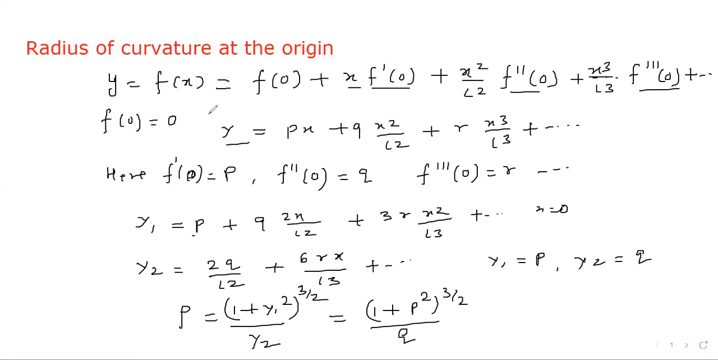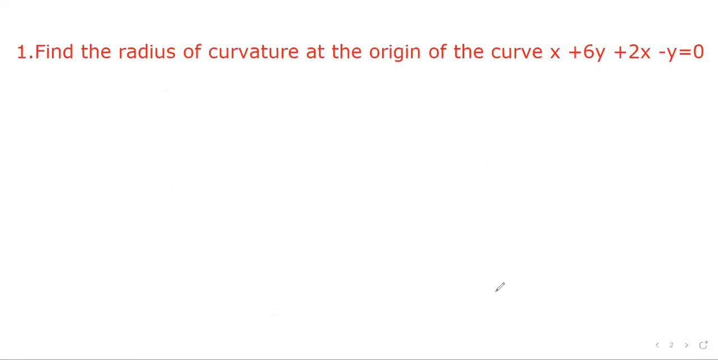Now, let's understand this concept by taking some examples. Question number 1. Find the radius of curvature at the origin of the curve x squared plus 6y squared plus 2x minus y equal to 0. The tangent at the origin can be found by equating the lowest degree terms to 0. So here the lowest degree term is 2x minus y equal to 0, which is the tangent.